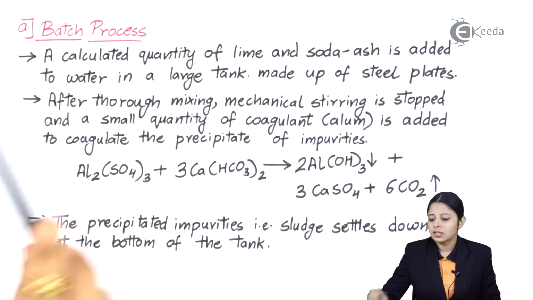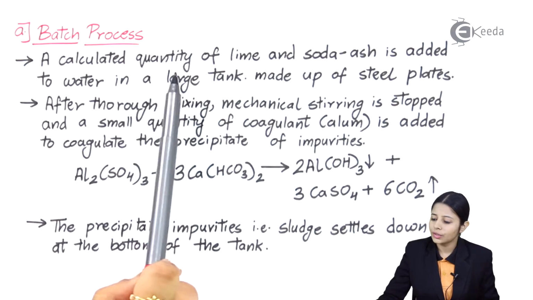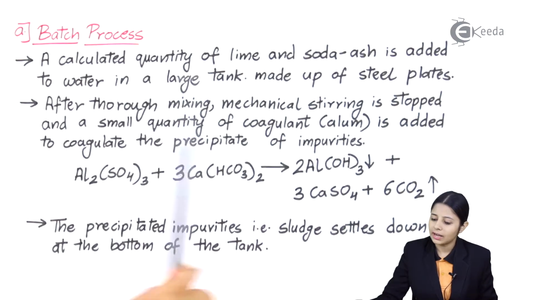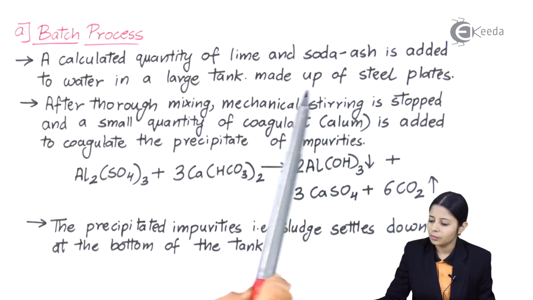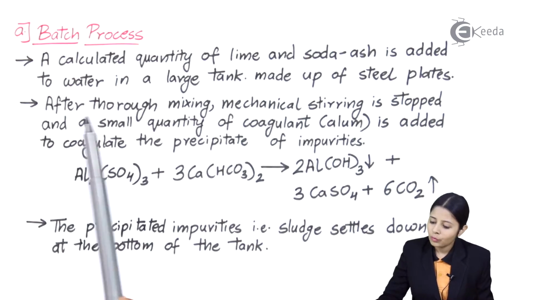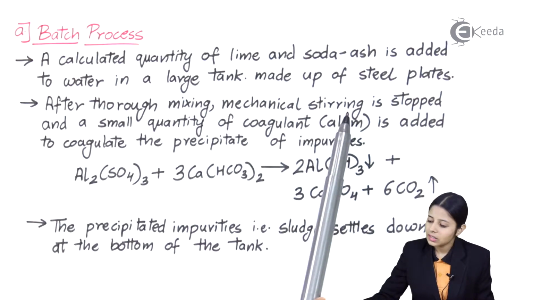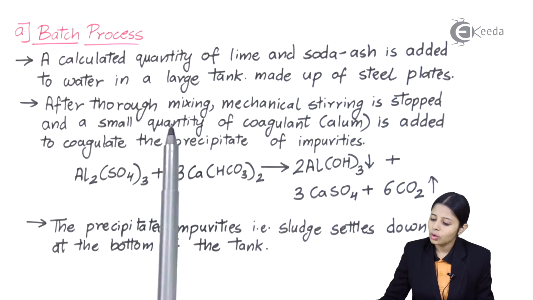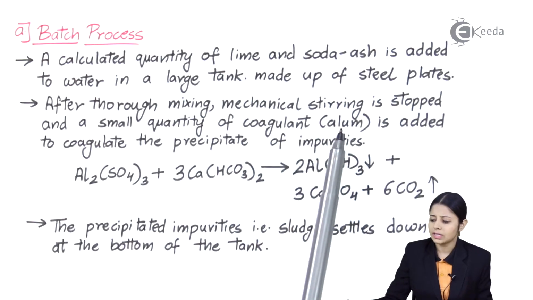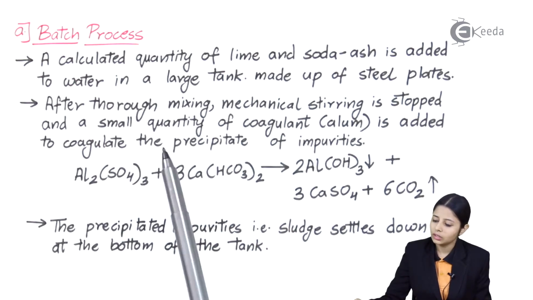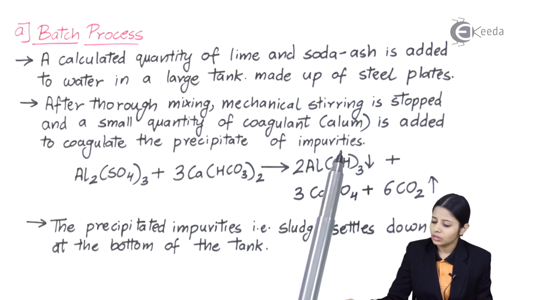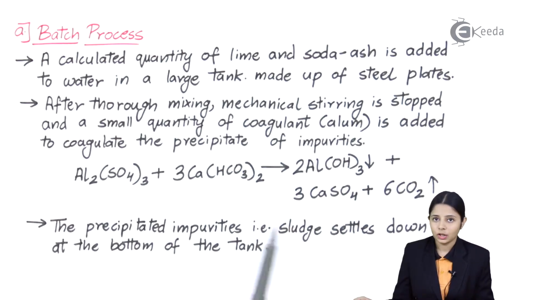The first process is the batch process. A calculated quantity of lime and soda ash is added to water in a large tank made up of steel plates. After thorough mixing, mechanical stirring is stopped and a small quantity of coagulant, for example alum, is added to coagulate the precipitate of impurities. So let us see the reaction that is happening.